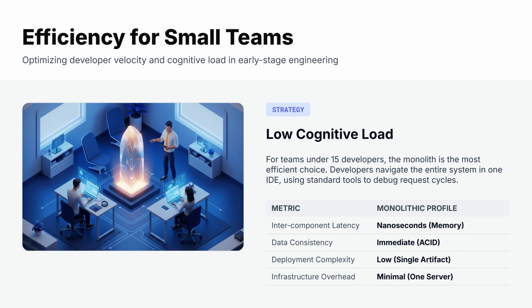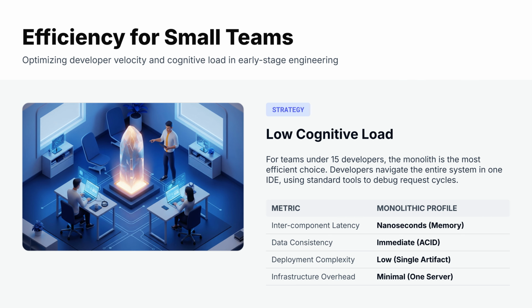For startups and small engineering teams, typically under 10-15 developers, the monolith is frequently the most efficient choice. The cognitive load on developers is minimized because they can navigate the entire system within a single integrated development environment instance, utilizing standard debugging tools to set breakpoints that span the entire request-response cycle. This transparency speeds up onboarding and reduces the time to resolve defects.